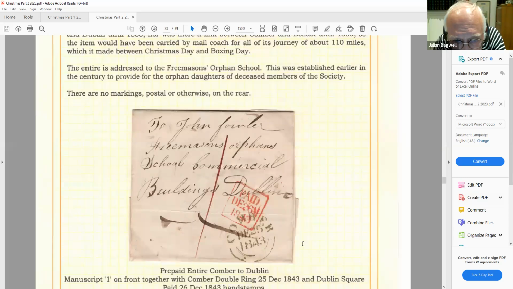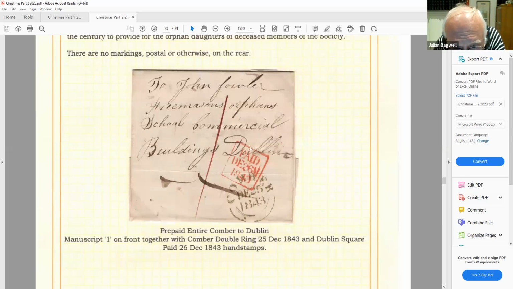Another paid item with a different paid mark. So here's a rectangular paid mark. This one has no stamp, but a 1 on it. So if you prepaid, you prepaid the standard rate. This was sent from Comber in Ireland to Dublin on December the 25th, 1843, and it arrived the next day. And there's the paid hand stamp to denote that there was no further payment necessary, even though it didn't carry a stamp.